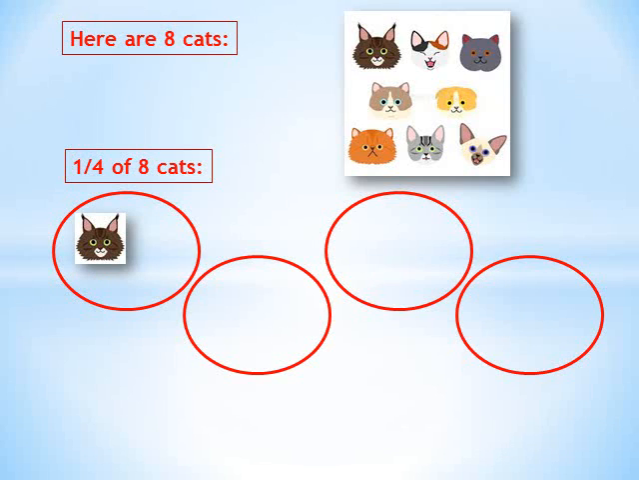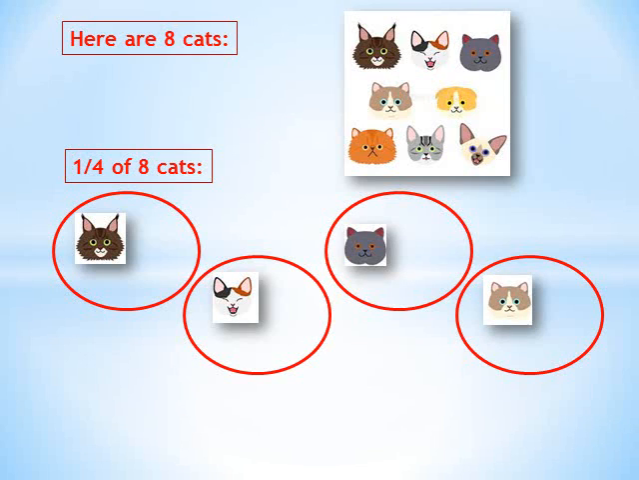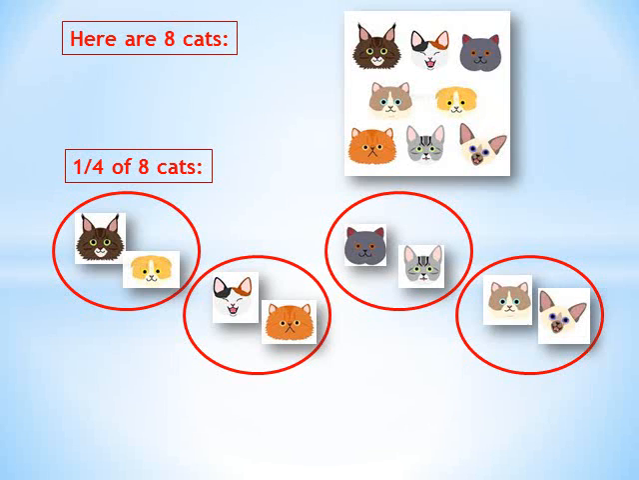The first cat goes in the first group, the second cat in the second group, the third cat in the third group, the fourth cat in the fourth group, and then I'll start all over again. The fifth cat in the first group, the sixth cat in the second group, the seventh cat in the third group, and the eighth cat in this last group.